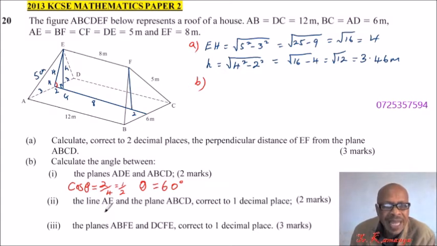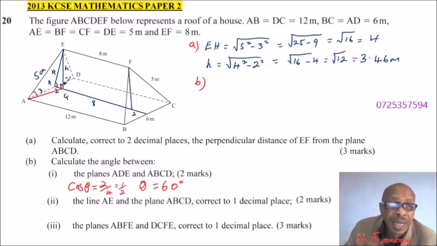Roman number 2, the line AE and the plane ABCD, correct to one decimal place. The angle between the line AE and the base, that is ABCD, is the angle between AE and its projection. So we can draw a line here to represent the projection. If you drop E, it will fall onto G here. So the angle that we are required to find is this one.